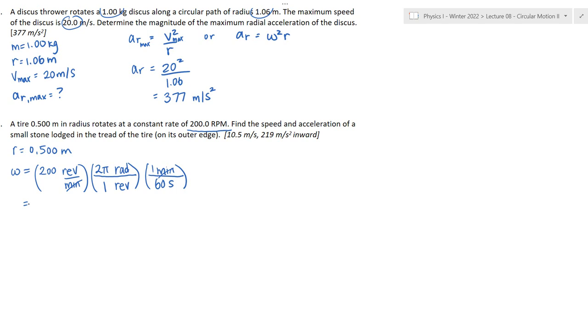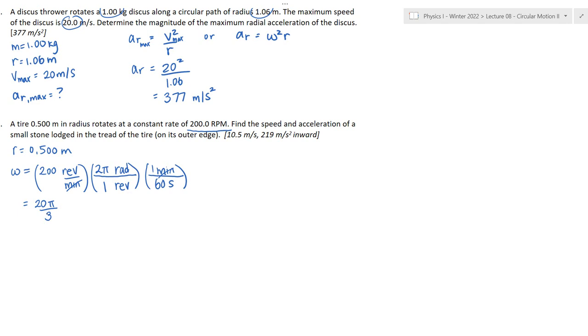And I get 20 pi over 3. This isn't my final answer, so I'm just going to leave this like this so that it's more exact rather than putting in a decimal. You can enter in a decimal if you like, but I would keep extra digits, and this is just more exact. So the question says, find the speed and the acceleration of a small stone lodged in the tread of the tire, so on its outer edge.